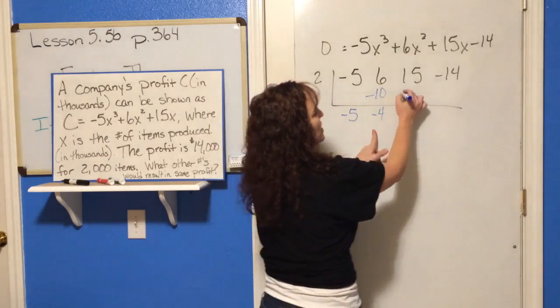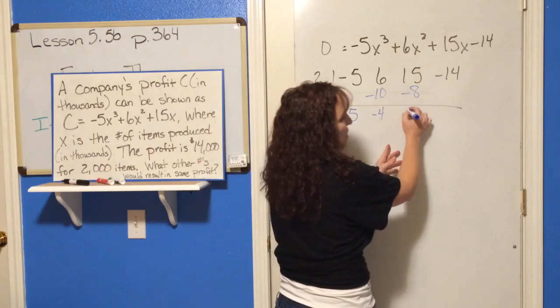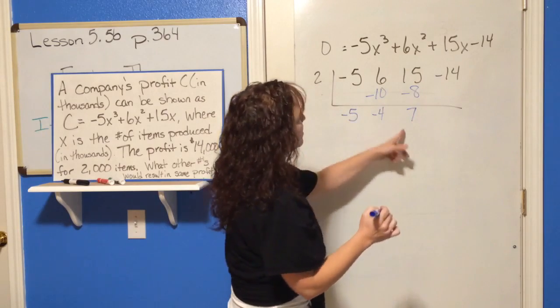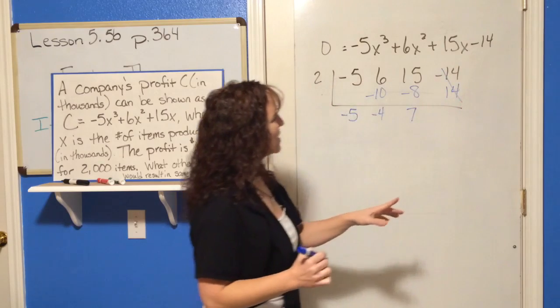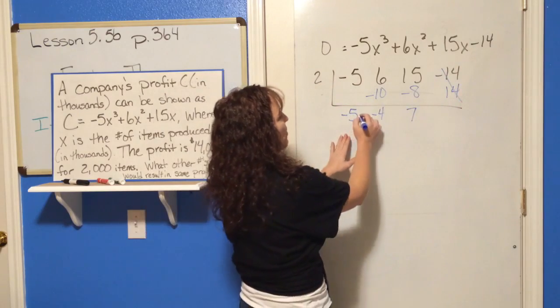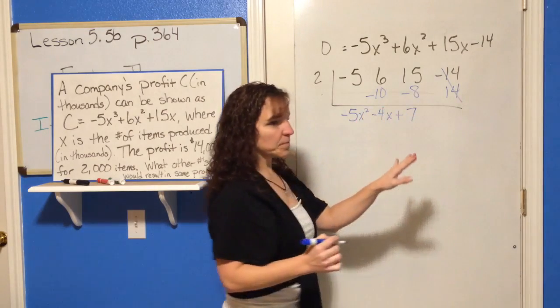2 times -4 is -8. Now, 15 minus 8 is 7. And then 7 times 2 is 14. And sure enough, these drop out, which is what we wanted. So now we end up with -5x squared minus 4x plus 7.